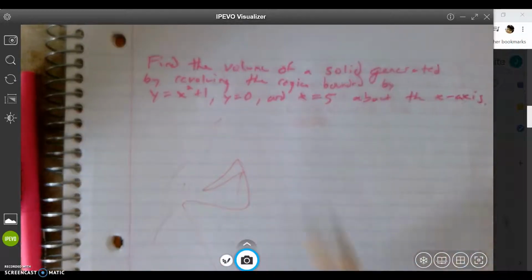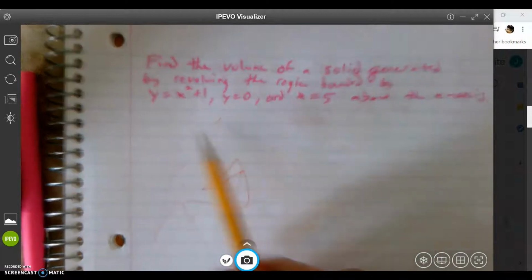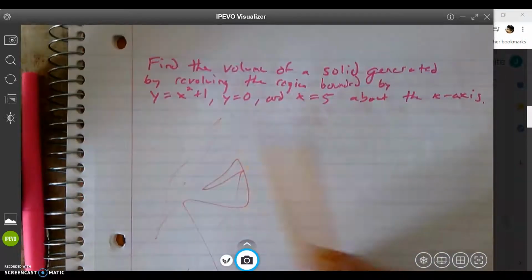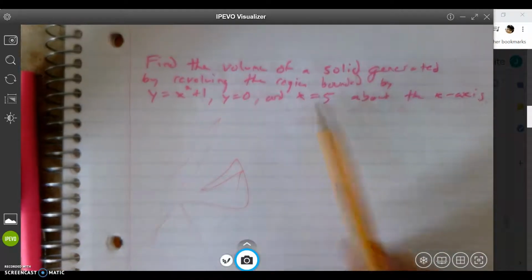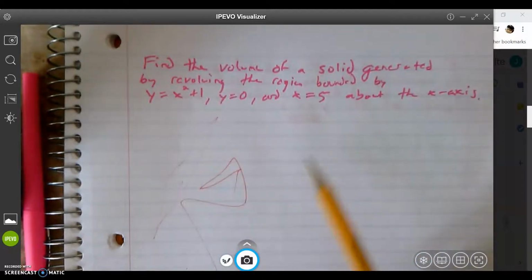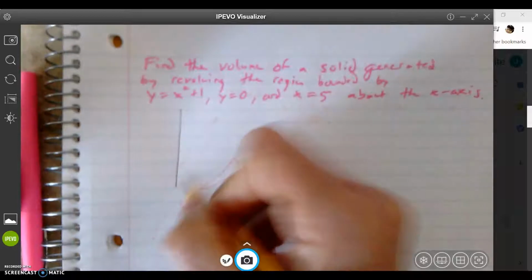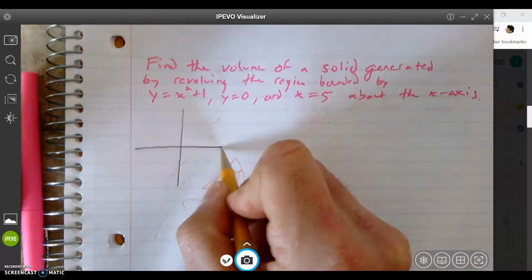Thank you. So, find the volume of a solid generated by revolving the region bounded by y equals x squared plus 1, y equals 0, and x equals 5 about the x-axis. Pause the video and write this down. Alright, cool. First thing we gotta do is draw a picture. Here we go.